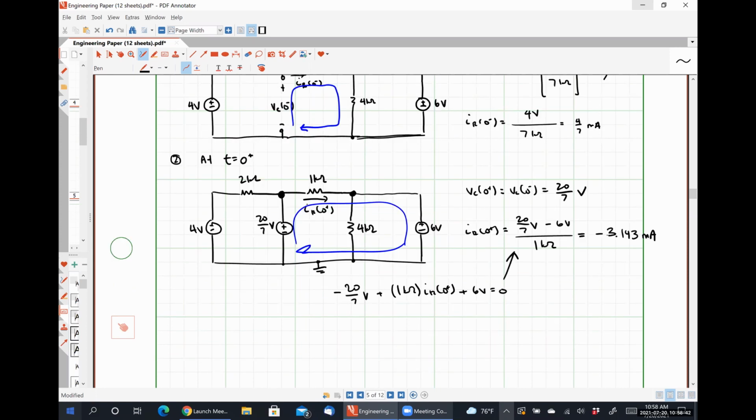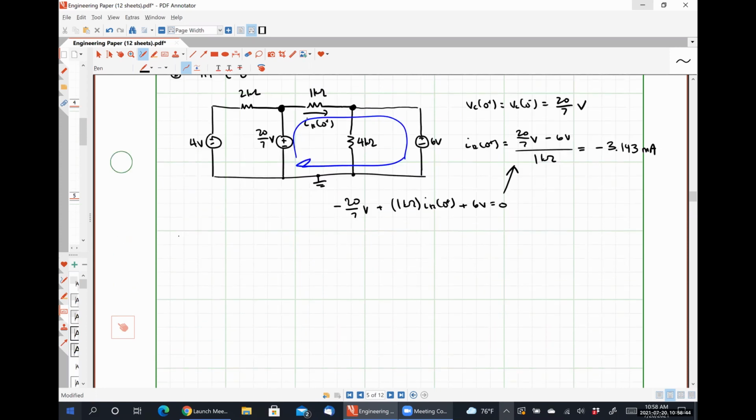All right. So let's move along to t is equal to infinity. At t is equal to infinity, our switch is still closed, but our capacitor will behave as if it were at DC steady state.